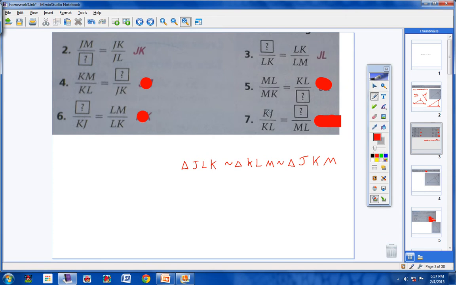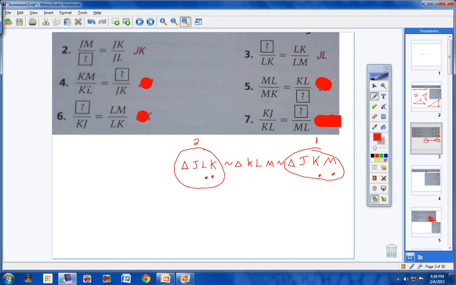Number 4. Alright, we have KM over KL. Find a KM. Here's a KM here and here. KM should correspond to KL. Do you see a KL here and here? No. Do you see a KL here and here? No. So this is not the KM we're talking about. So it must be the other KM right here. Let's see. KM. We're looking for a KL. Here it is right here. Look. KL. So I know I'm going from this triangle here to this triangle here. Okay? We'll start here and we'll go to here.